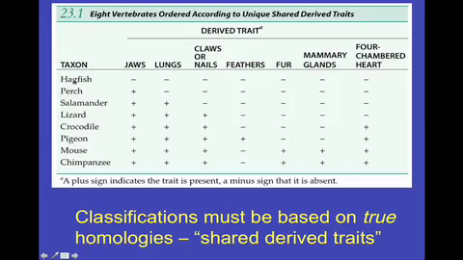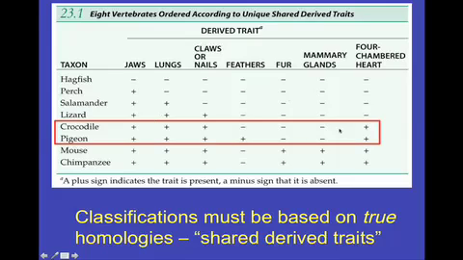So if we look at these different organisms, a hagfish, a perch, a salamander, a lizard, a crocodile, a pigeon, a mouse, and a chimpanzee, and we wanted to say what their affinities are with each other, we would look for the things that are truly homologous. And so crocodiles and pigeons can be seen as allied with each other because they both have not just jaws and lungs and claws and nails. Lizards have those in common too, but they both have four-chambered hearts. So there is a good derived trait that tells us, oh yeah, pigeons and crocodiles.